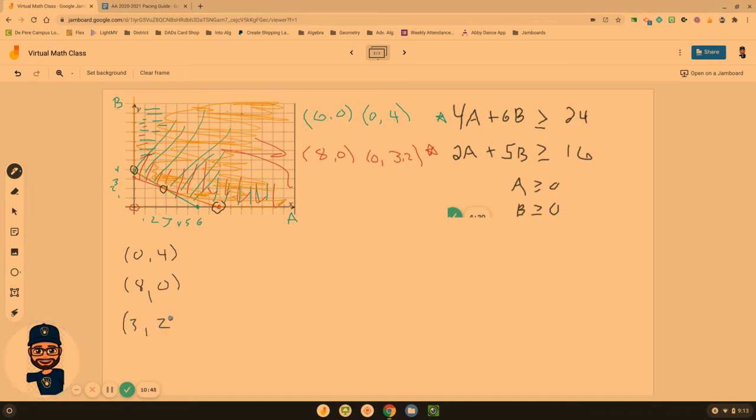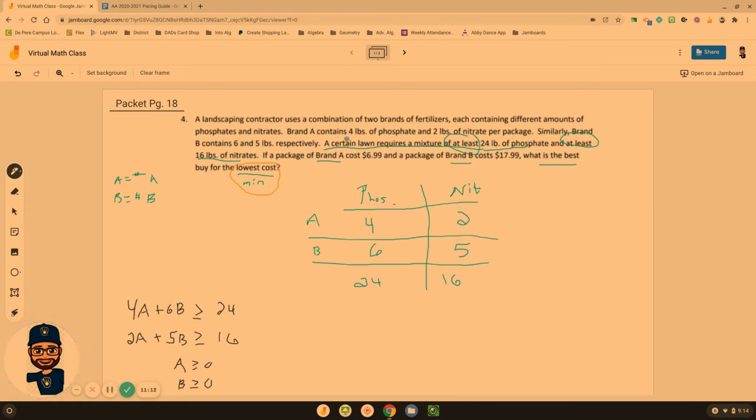3, comma 2. But we're trying to find the lowest cost to this problem, which would give us the lowest cost, but still provide enough phosphorus and nitrates into the lawn chemical. So we've got to go back and create this profit equation, right? Or cost, not profit in this case, but cost. How much is it costing us? Something for every bag of A and something for every bag of B. The cost of A is $6.99, right? Cost of A, $6.99. Cost of B is $17.99.